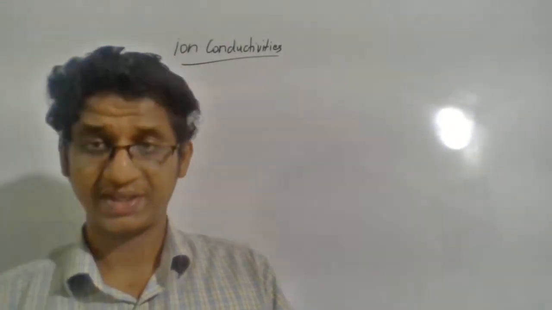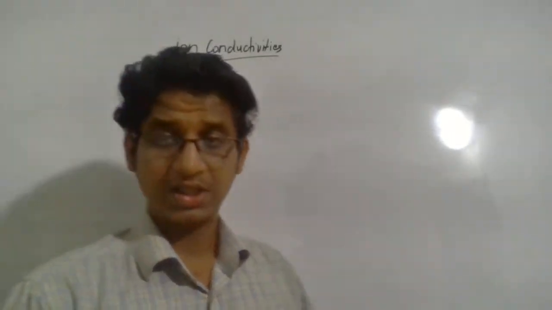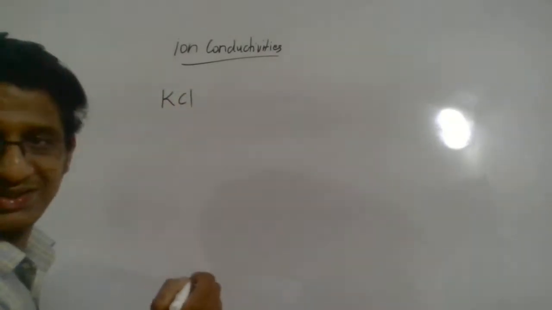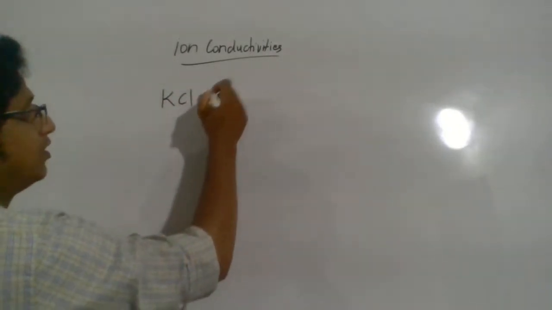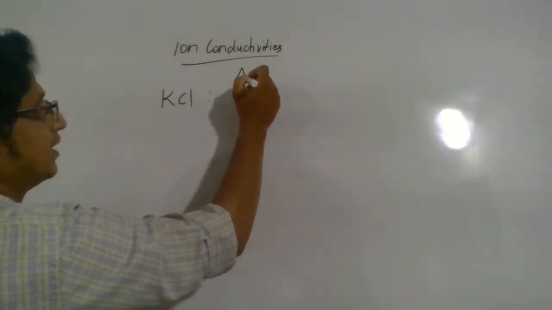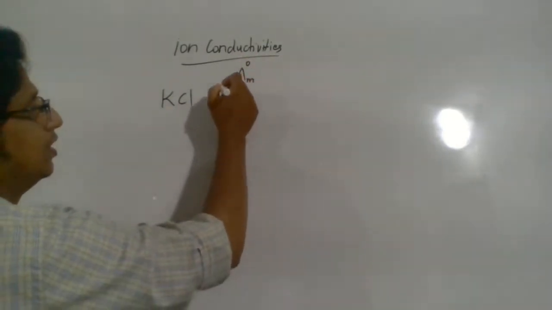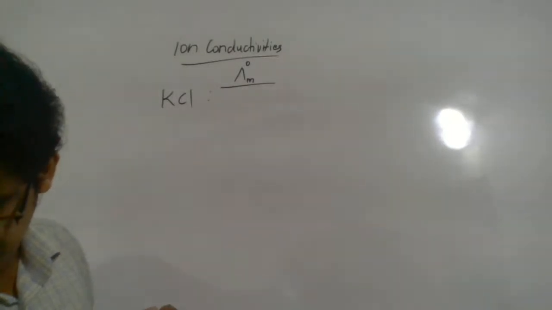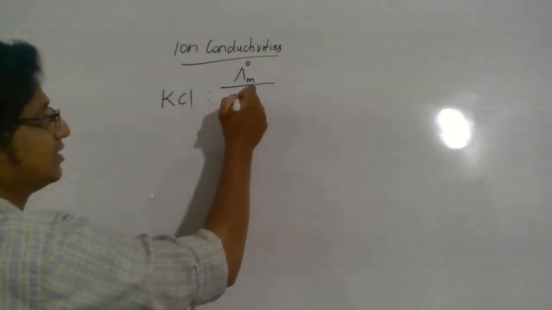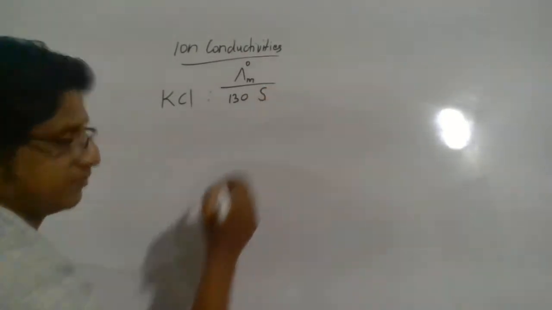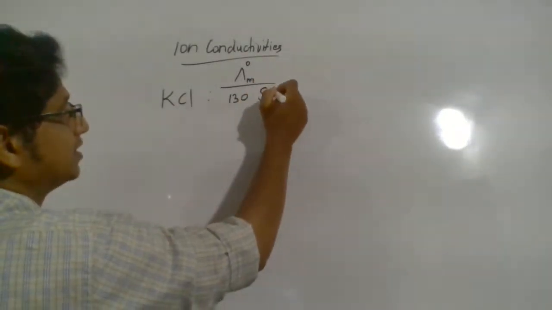So now let us have an example to get a clear idea. Talking about one electrolyte, KCl is an electrolyte having a limiting molar conductivity, which I can write as lambda m0, and that is equal to 130. Remember the unit as well: it will be ohm inverse centimeter square per mole, that is Siemens centimeter square per mole.